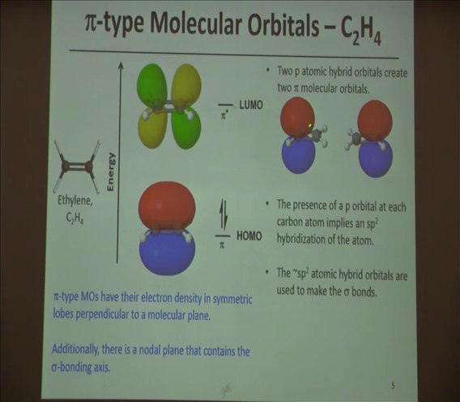The presence of this p orbital in each of those atoms implies that we have an sp2 hybridized carbon atom, which is what we would expect for a molecule that has a carbon making a double bond. It has a trigonal planar shape around that carbon, and it has one p orbital left over that it can use to make that pi bond. The carbon-carbon sigma bond and carbon-hydrogen sigma bonds are formed by roughly sp2 atomic carbon orbitals.